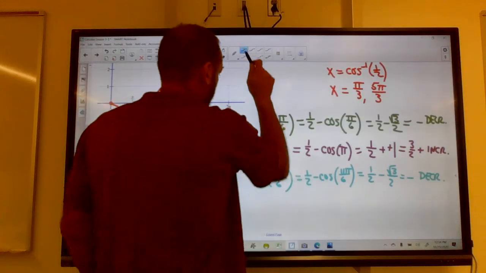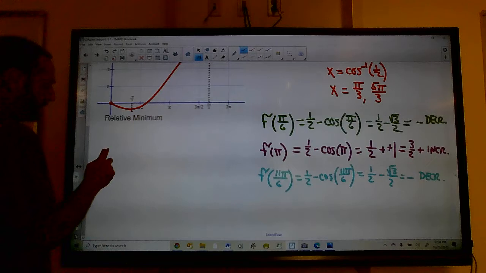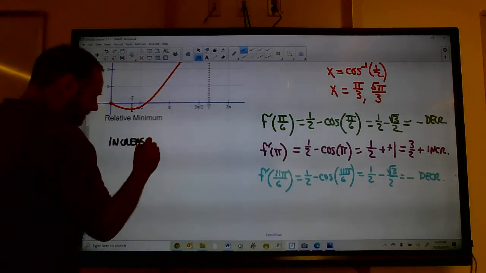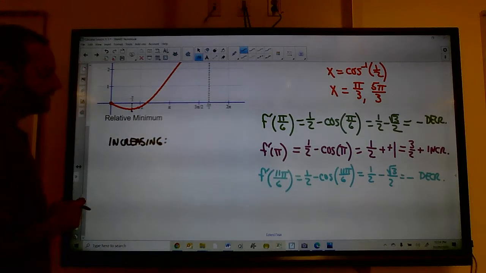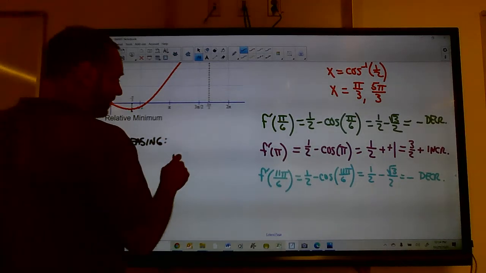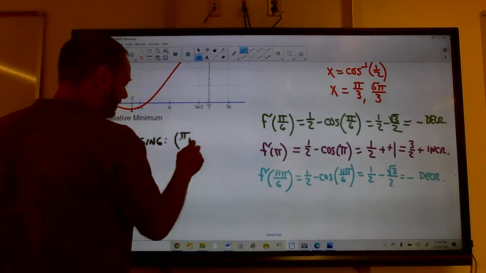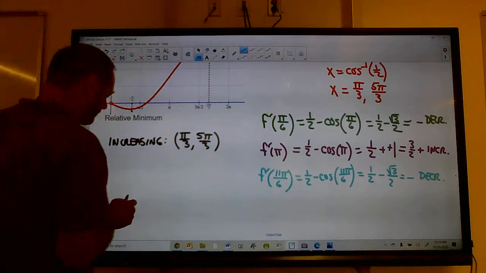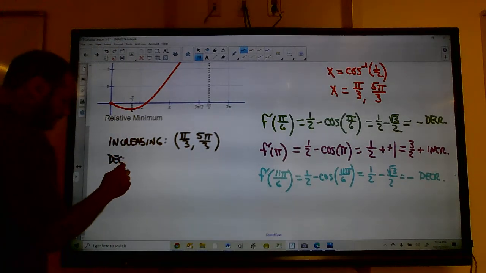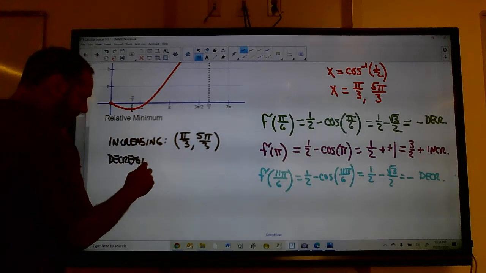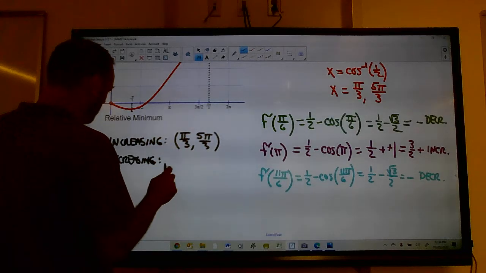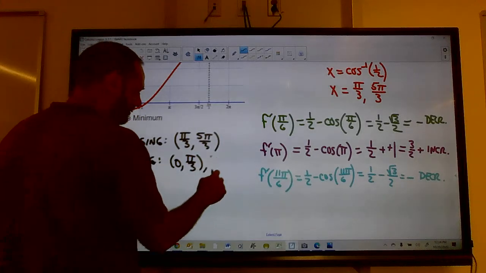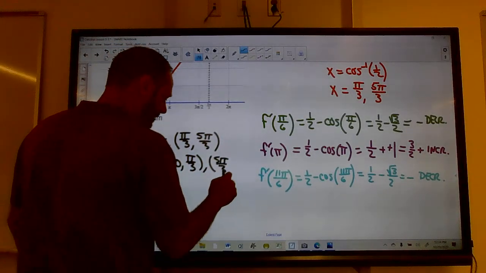All right, so what are my intervals? My actual answer to this is it is increasing from pi over 3 to 5 pi over 3. It is decreasing from 0 to pi over 3 and from 5 pi over 3 to 2 pi.